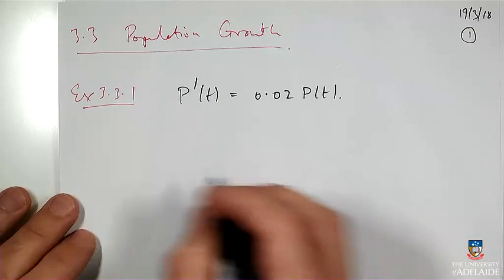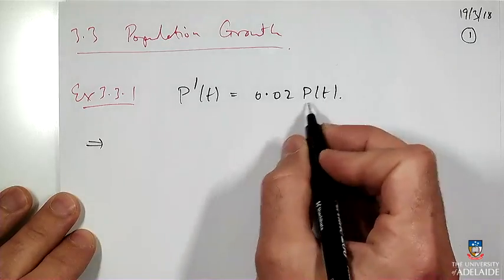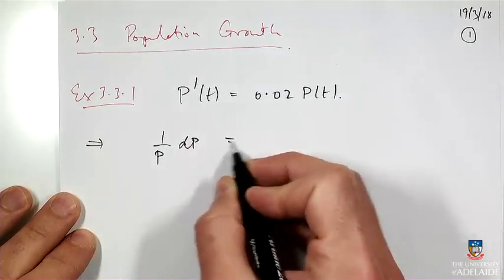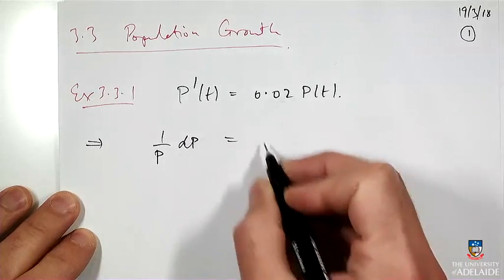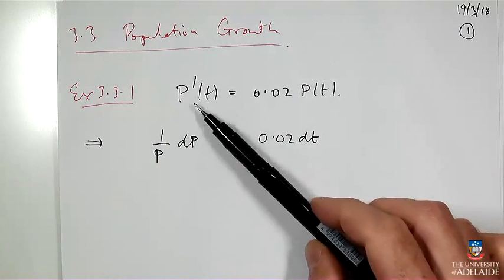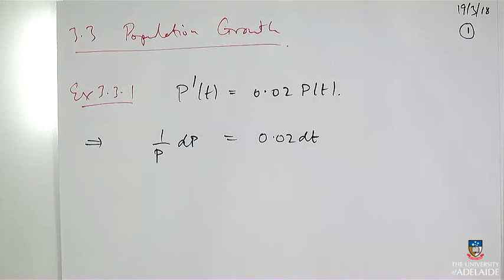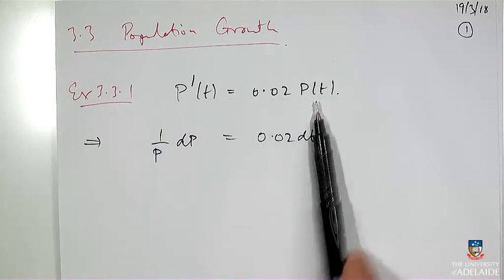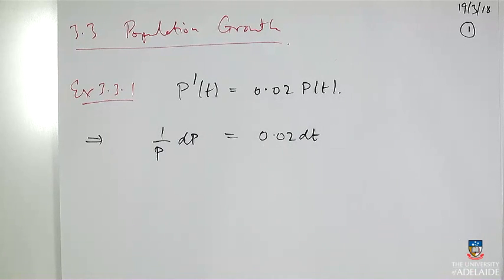Okay, so this is separable. What we can do is divide by p. Remember this is dp dt. So we can keep the dp on this side, and put the dt on this side. Don't worry that I've written p dash of t and p of t; I'm just going to suppress that and call it p. t is just the variable, but this is really dp dt equals 0.02 times p. So there's our separated DE.